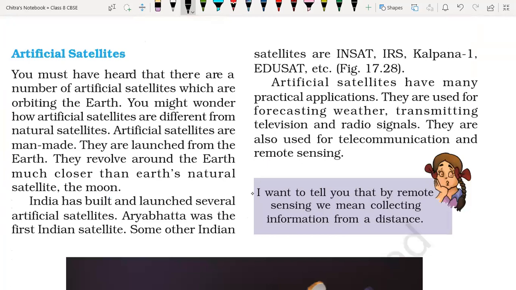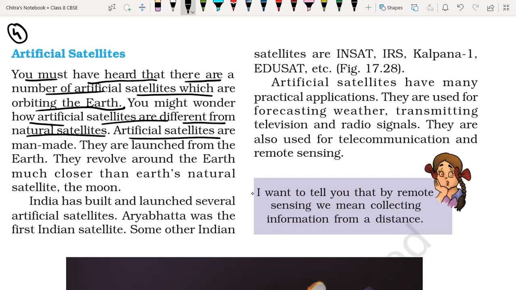Now we are going to discuss artificial satellites, the fourth part. Artificial satellites are man-made celestial objects. They are sent from the Earth and fixed in different orbits. You must have heard that a number of artificial satellites are orbiting the Earth, and even other planets. You might wonder how artificial satellites are different from natural satellites. Artificial satellites are man-made. They are launched from the Earth's surface by space organizations, like NASA, and in India, ISRO.